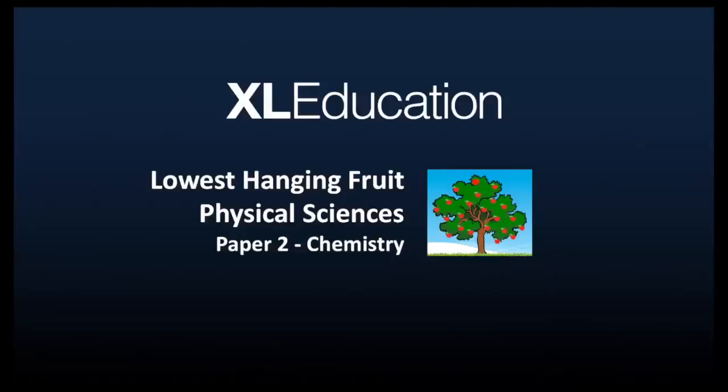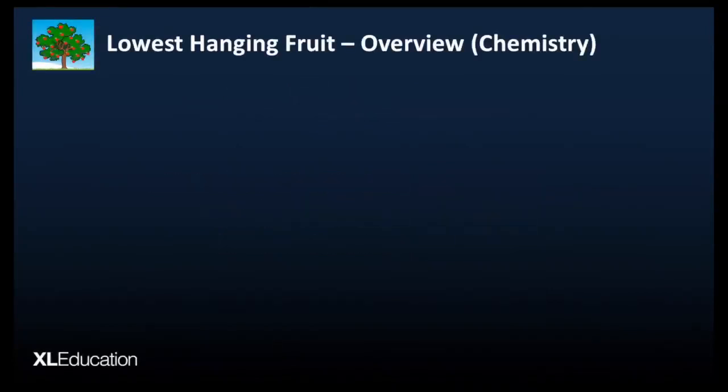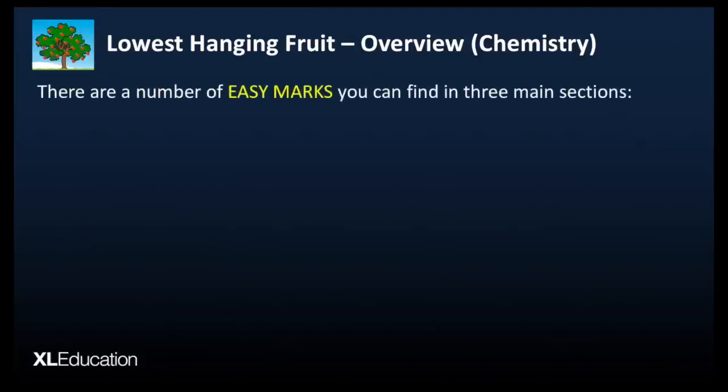Hi guys, I'm Eddie. Today we are going to look at paper 2, still on the low-hanging fruits, meaning the easy marks that one can score. In paper 2, here is just an overview of chemistry. There are a number of easy marks you can find in 3 main sections.